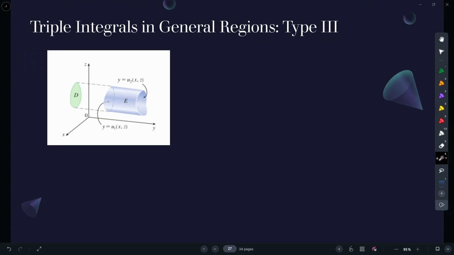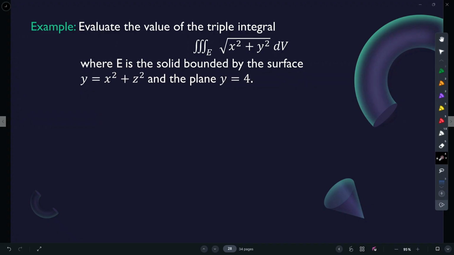So let me give you some examples of those, where we're going to do the triple integral, where E is the solid bounded by the surface y equals x squared plus z squared, and the plane y equals 4. What does that look like in 3D?